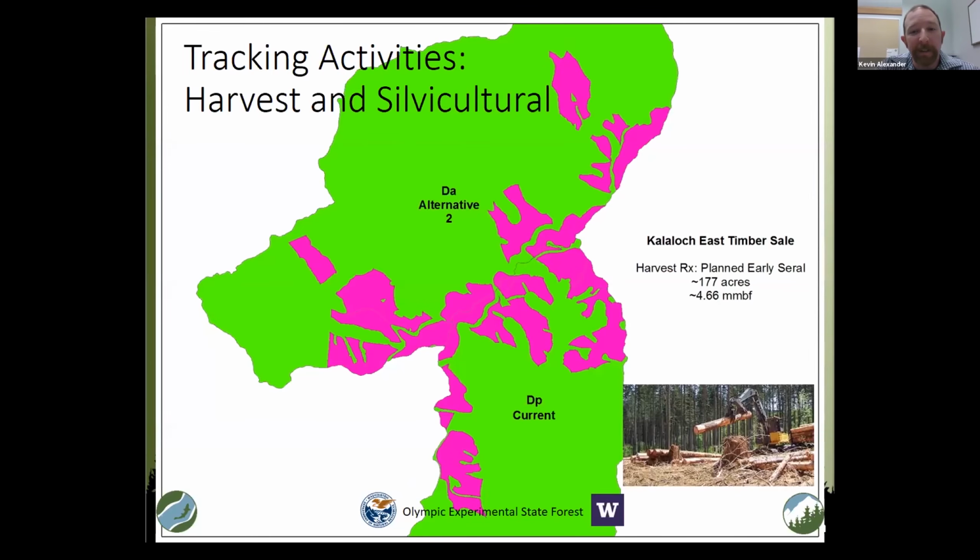Now that we have our sales planned, we have to track what activities are planned for each sale and potentially each unit. Tracking activities within a single sale can get complex fairly quickly. This is the Claylock East timber sale. It's a fairly average sized timber sale for the district, and the harvest prescription is planned early seral for the entire sale. This is simple enough.